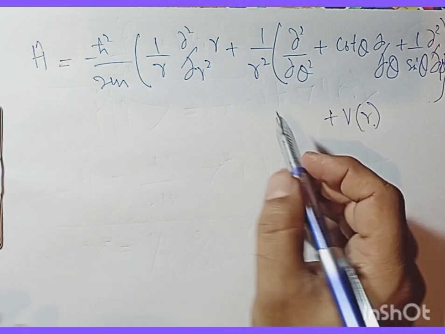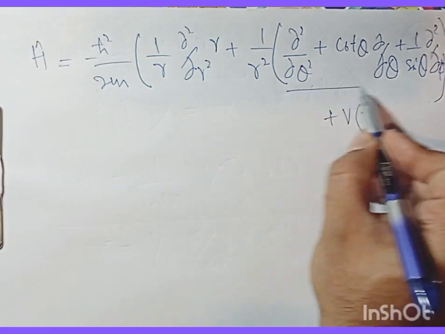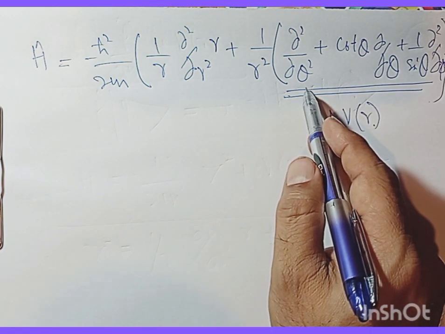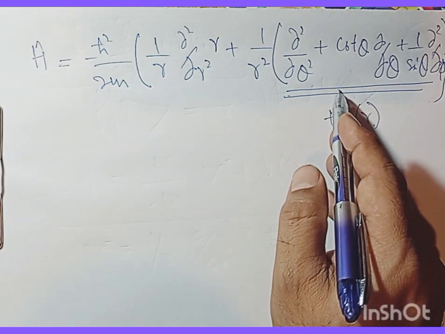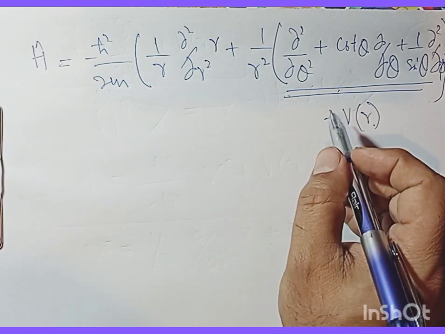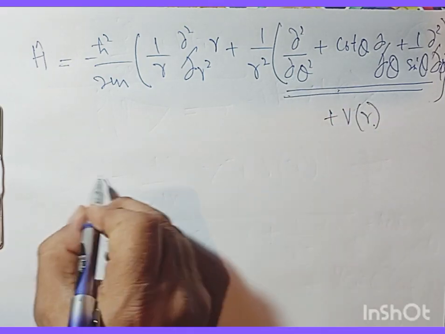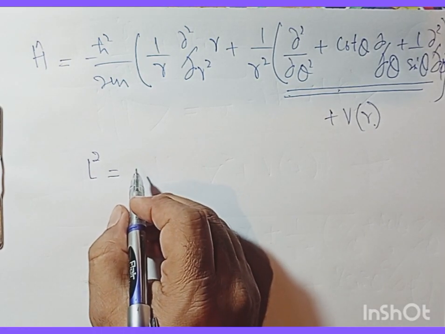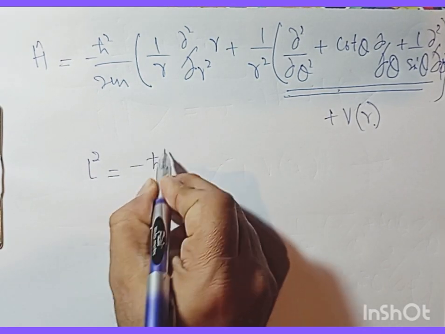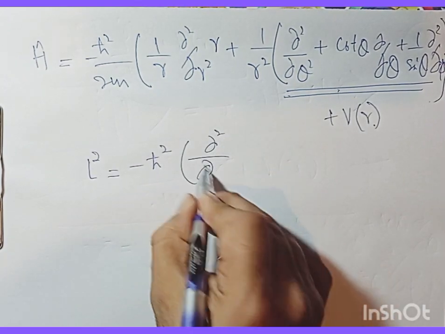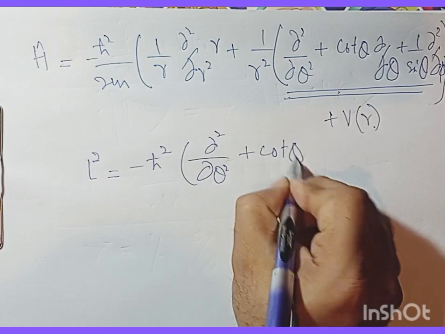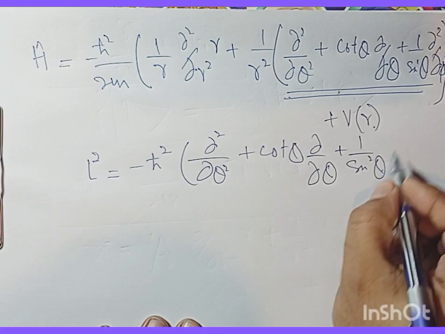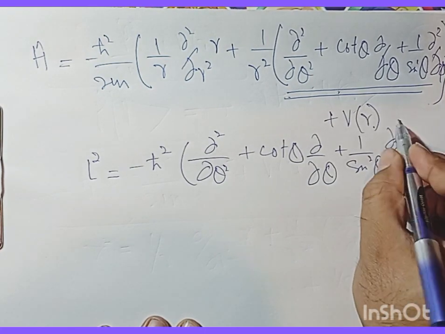Now, if we look at this, this is the angular part, where the Hamiltonian depends on the angles theta and phi. And this whole term, I can write as L squared. L squared is minus h cross squared times d2 by d theta 2 plus cot theta d by d theta plus 1 by sine squared theta d2 by d phi 2.